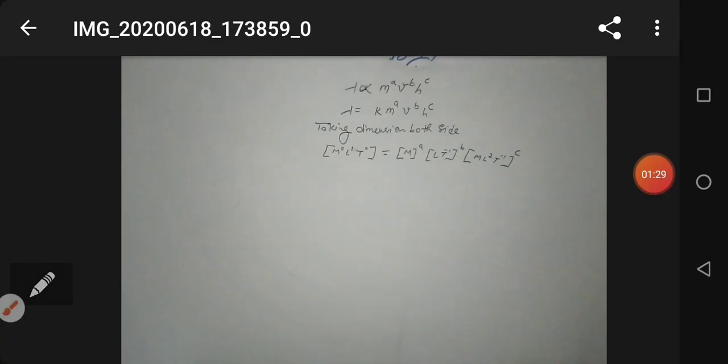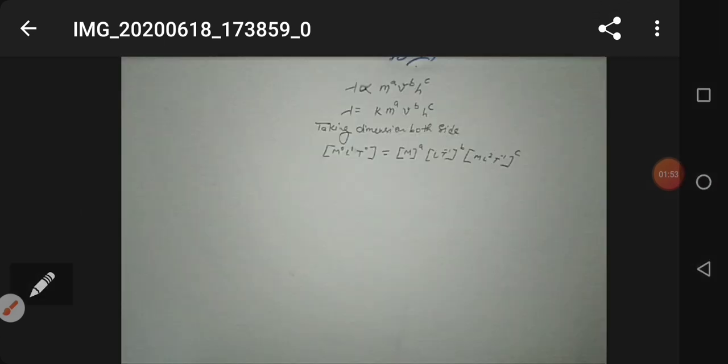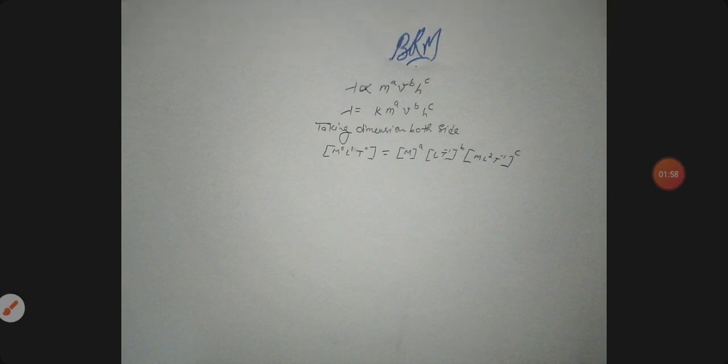Taking the dimensional formula on both sides, LHS and RHS, we will have the dimension of lambda. Lambda is a wavelength, and you know what wavelength is. Suppose this is a wave. The distance between these two points is called wavelength. So it is a length, and therefore the dimensional formula for this will be L, and for convenience we have written here M^0 L^1 T^0. In the right hand side k is dimensionless, no need to write it.